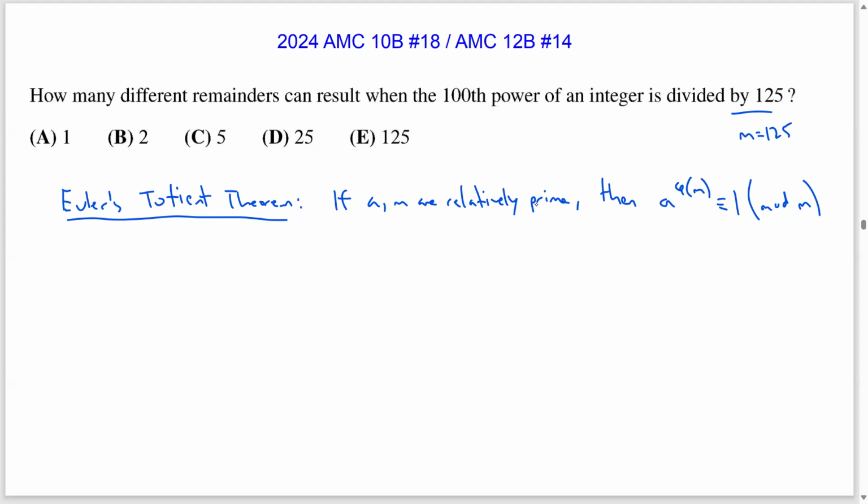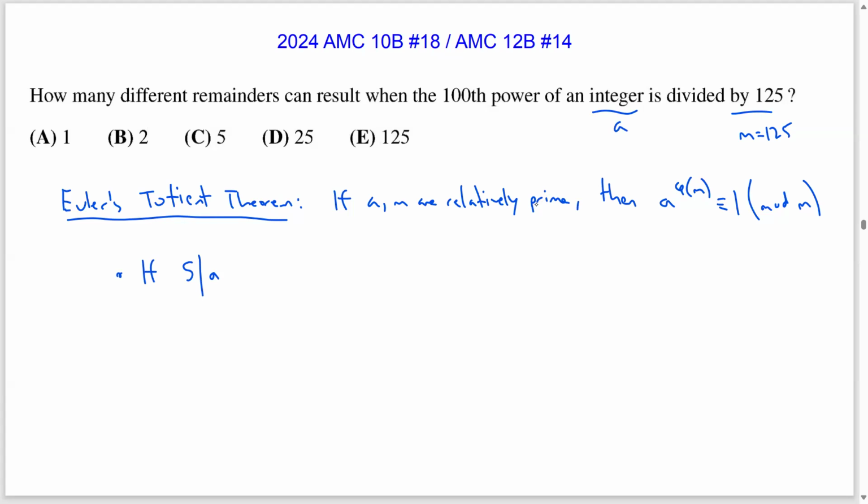So for this problem, we have two cases. We're going to let this integer be a. So the two cases are as follows. If 5 divides a, so if a is divisible by 5, then we cannot apply Euler's totient theorem because this theorem requires that a and m are relatively prime.